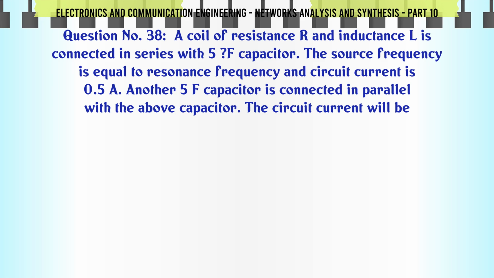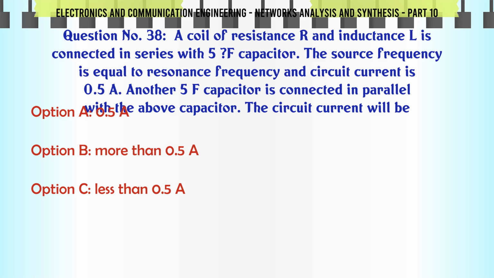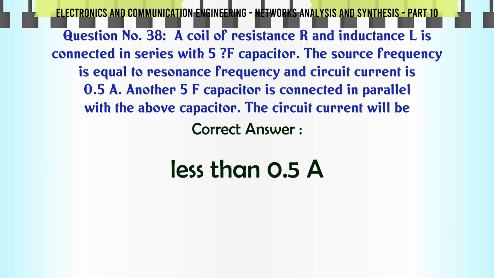A coil of resistance R and inductance L is connected in series with a 5 µF capacitor. The source frequency is equal to the resonance frequency and the circuit current is 0.5 A. Another 5 µF capacitor is connected in parallel with the above capacitor. The circuit current will be: A) 0.5 A, B) more than 0.5 A, C) less than 0.5 A, D) 0.5 A or less. The correct answer is less than 0.5 A.